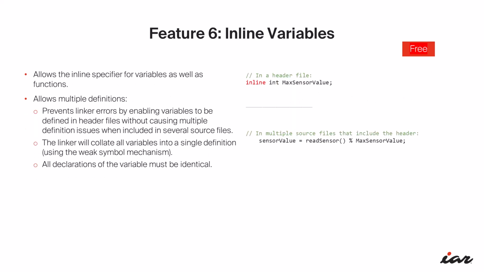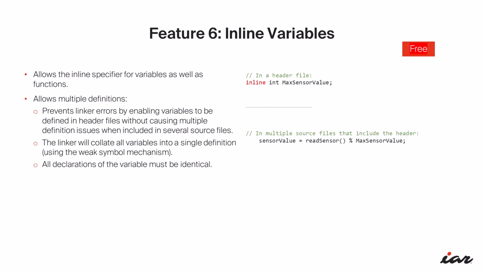Feature number 6, inline variables. Inline variables is different from inline functions. They use the same keyword, but the behavior is very different. Inline variables means that you can define a variable in multiple places without causing multiple definition errors in the linker.